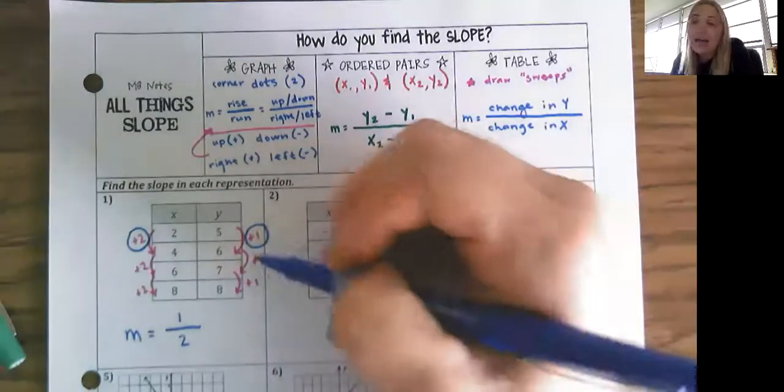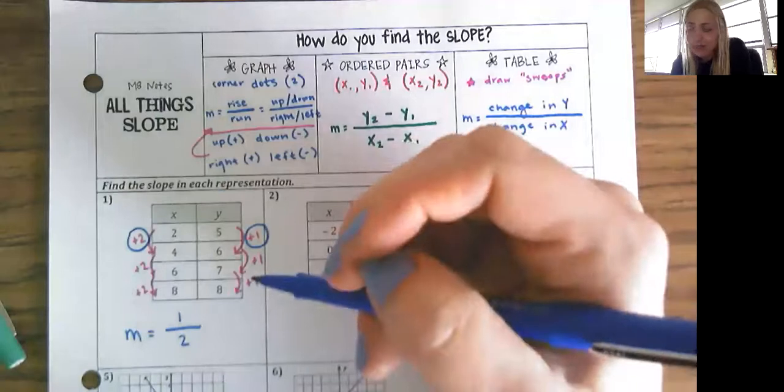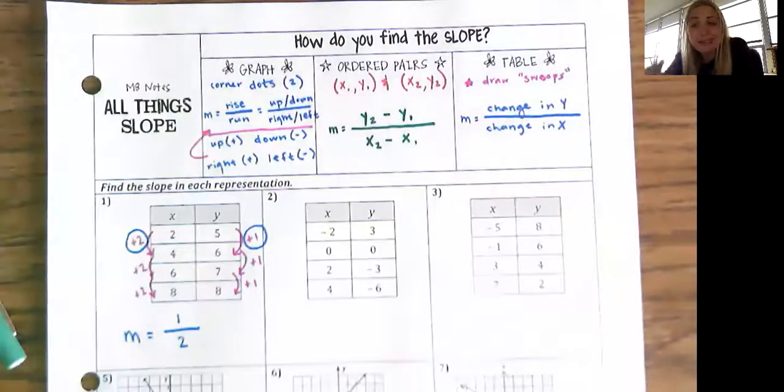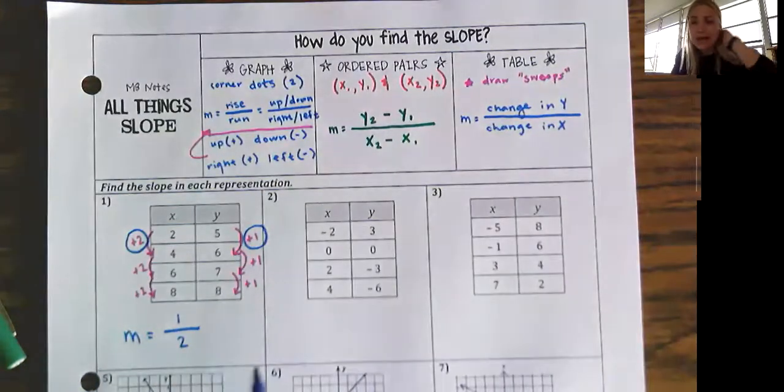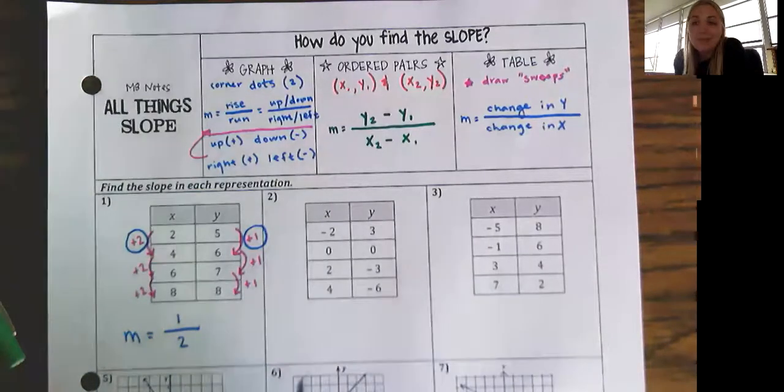So don't freak out if your change changes, because hopefully it will change by the same proportion on the other side of the table for your change in x. And we might see one of those examples. I can't remember because it's been a while since I've done this paper.